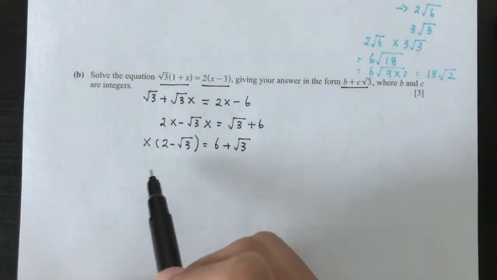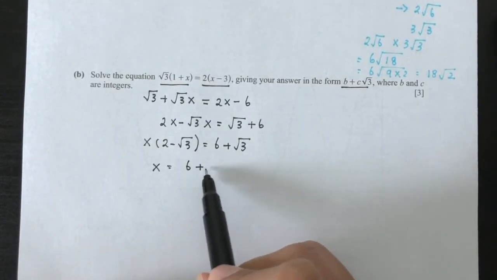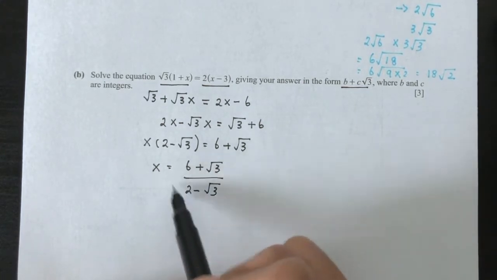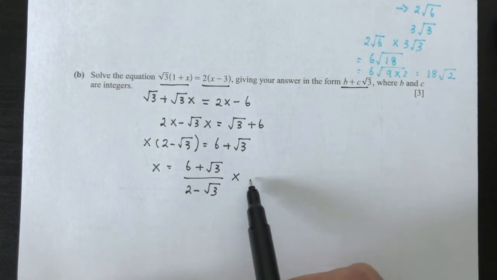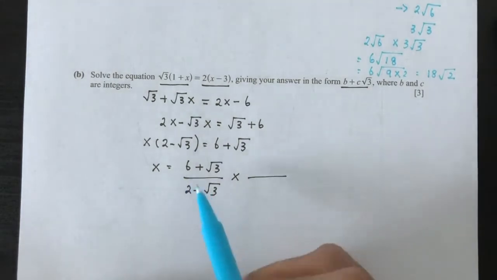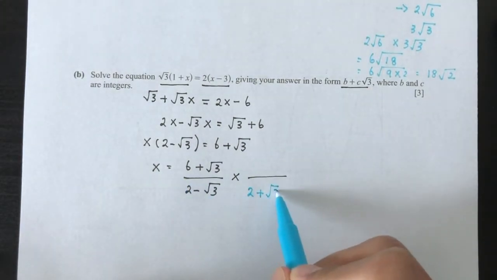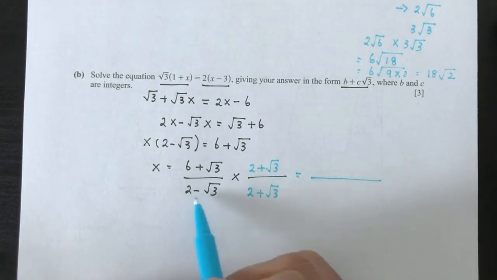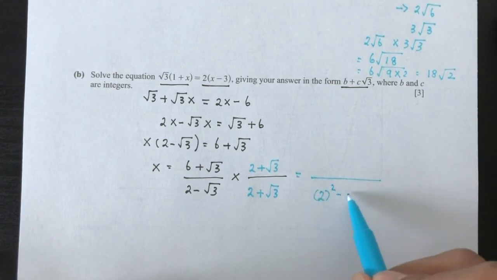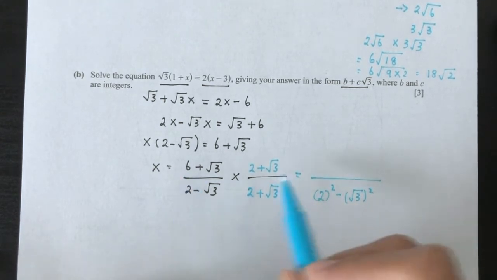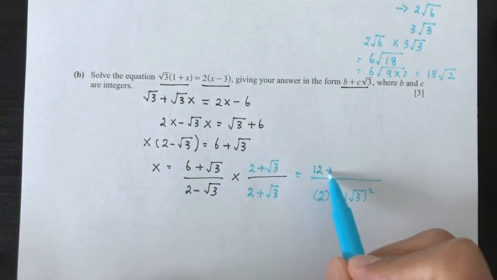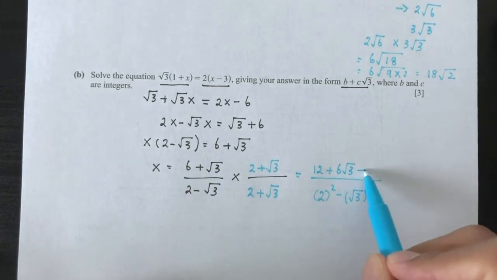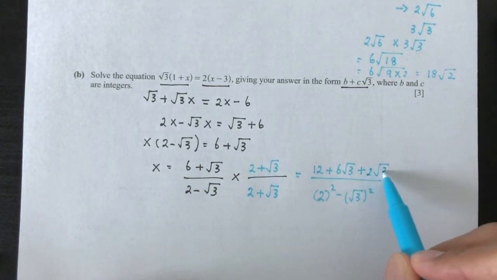Now we have to find x. x will be equal to (6 plus root 3) divided by (2 minus root 3). So now we have to simplify and express in this form. So you have to multiply by the conjugate of the denominator, which is 2 plus root 3, top and bottom. For the base you will get 2 squared minus root 3 squared. On top, one by one, 6 times 2 is 12, plus 6 root 3, and then plus this one times this, 2 root 3 plus 3.